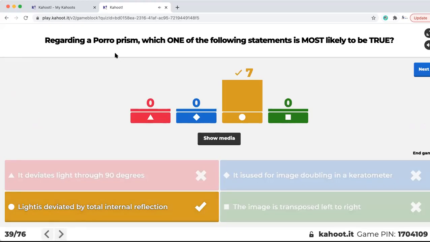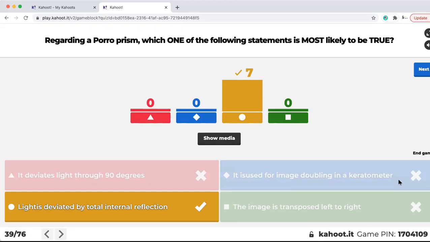So regarding the polar prism, which one of the following statements is most likely to be true? It deviates light through 90 degrees. No, it deviates the light through 180 degrees. It is used for image doubling in a keratometer. No, this is not the kind of prism that's used for doubling in the keratometer.